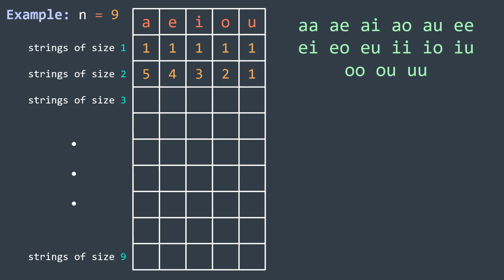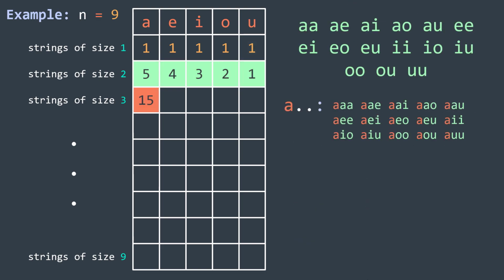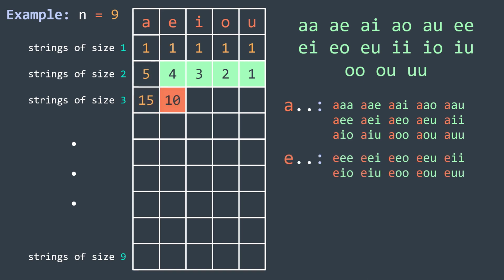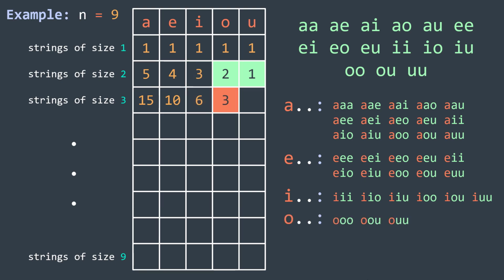Next row. With the letter A, we can put it before any string, so we just do the sum: 5 plus 4 plus 3 plus 2 plus 1 is 15. With the letter E, we cannot put it before a string that starts with A, but we can with the remaining ones, so the number is 4 plus 3 plus 2 plus 1, which is 10. With the letter I, we can put it before strings that start with I, O, or U, and 3 plus 2 plus 1 is 6. With the letter O, we can put it before strings that start with O or U, and with the letter U, it can come only before the letter U, so we put 1.